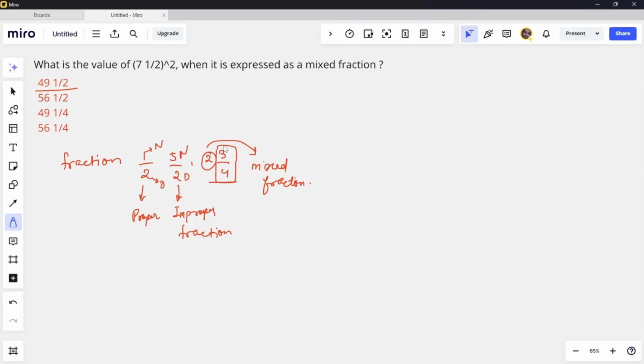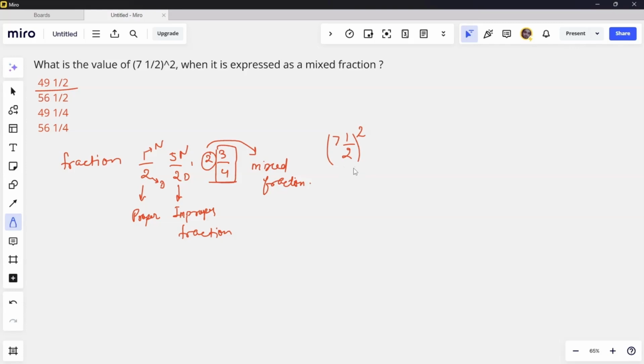So let's come to the question. What is the value of 7 whole 1 by 2 raised to the power 2? Let me write this. So what does it mean? We will simply convert this mixed fraction into an improper fraction.